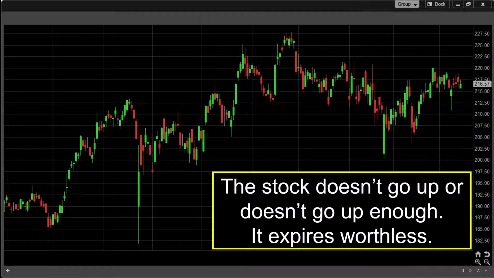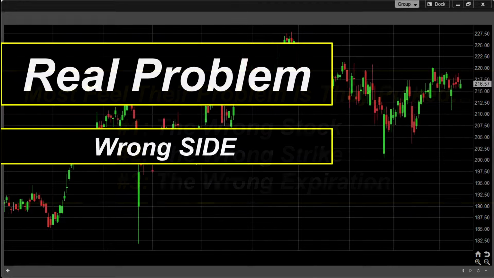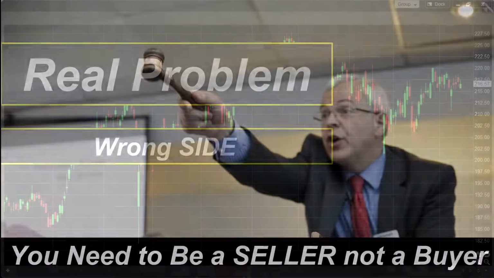Well, what's the problem causing you to lose? Now, most people feel they picked maybe the wrong stock, maybe it was the wrong strike price or the wrong expiration. But let's talk about the real problem. If you've been losing money or had more losers than winners with other systems, it's not your fault. It's because most of the systems on the planet teach you to be on the wrong side of the trade. You're taught to buy an option. But as a buyer, the probabilities are not on your side. And for most people, they end up buying and losing and buying and losing and buying and losing.